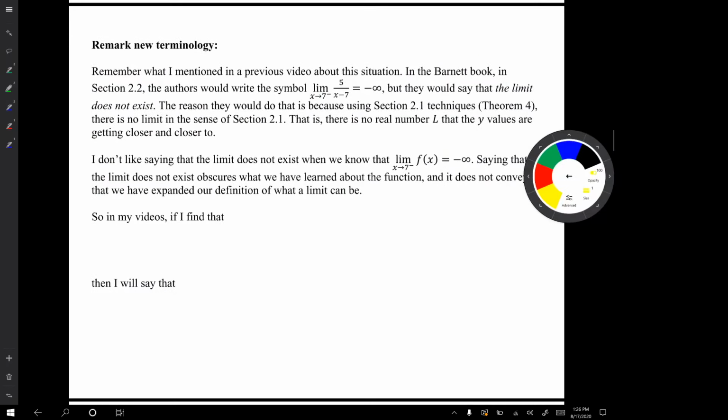Remember what I mentioned in a previous video about this situation. In the Barnett book in section 2.2, the authors would write this symbol, but they would say in words that the limit does not exist. The reason they would do that was because using section 2.1 techniques, that is theorem 4, there was no limit in the sense of 2.1.